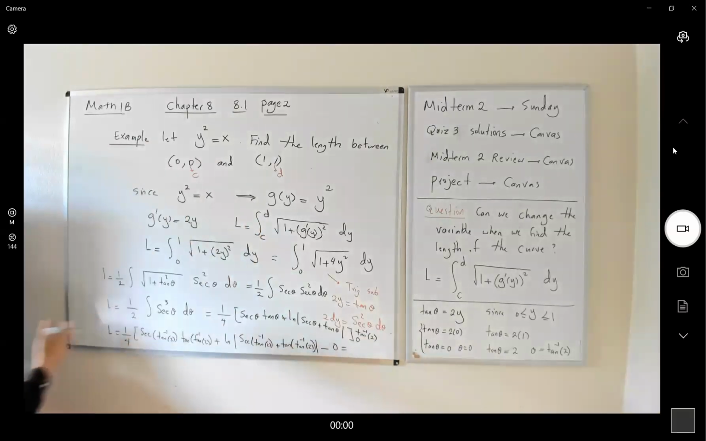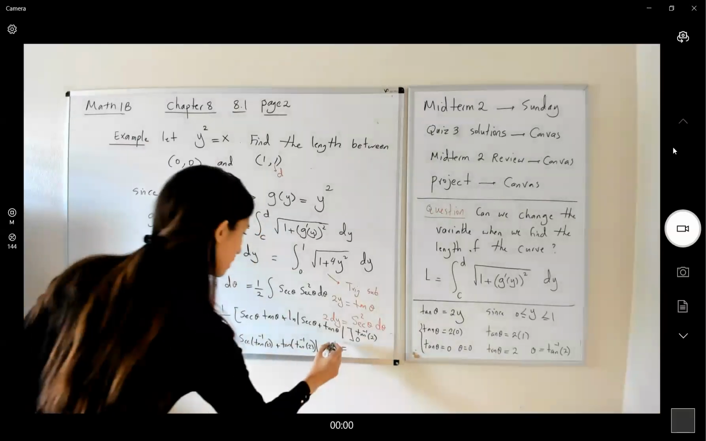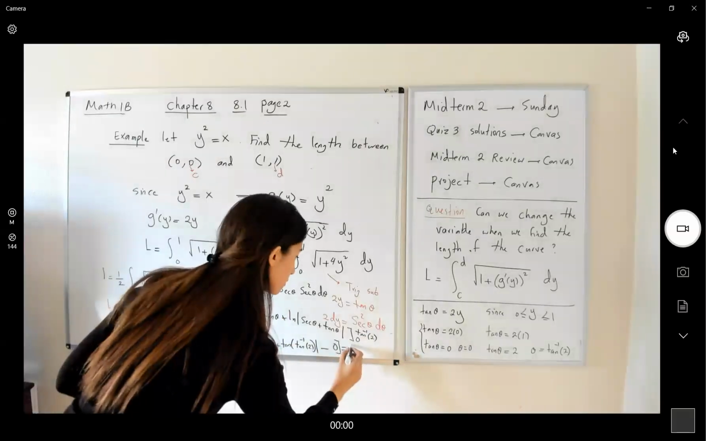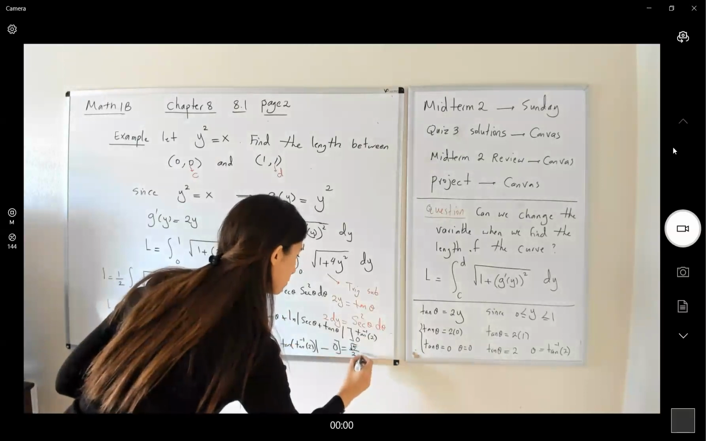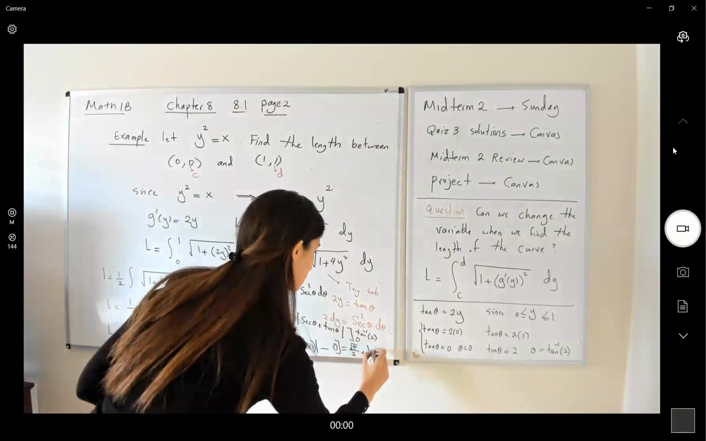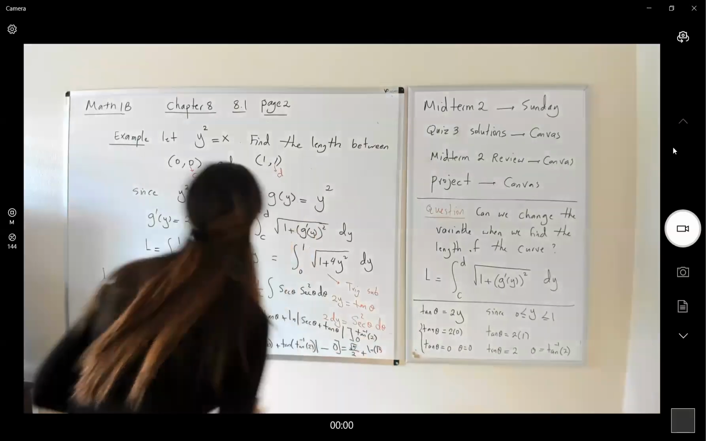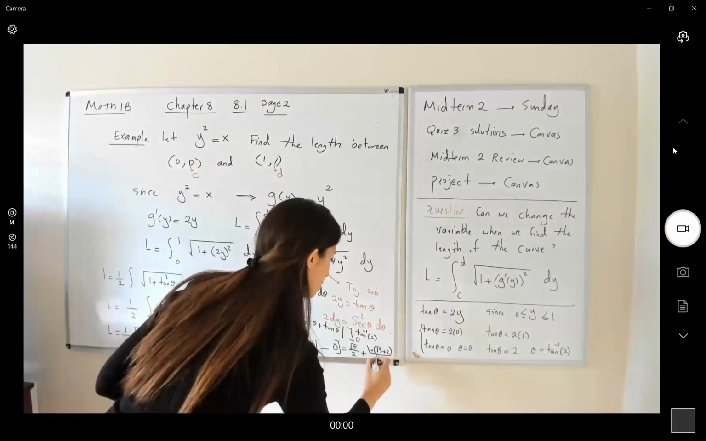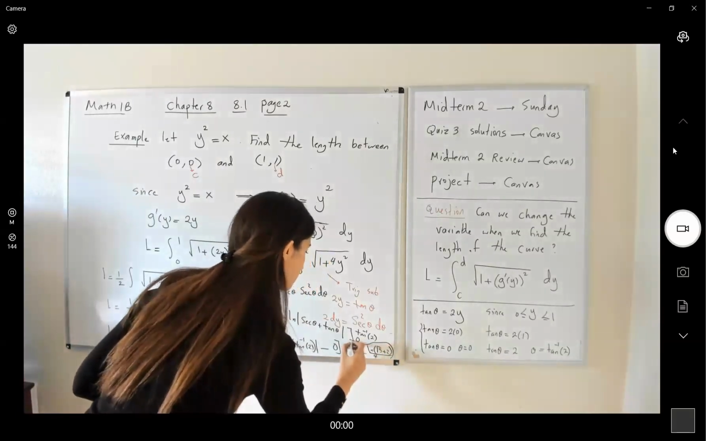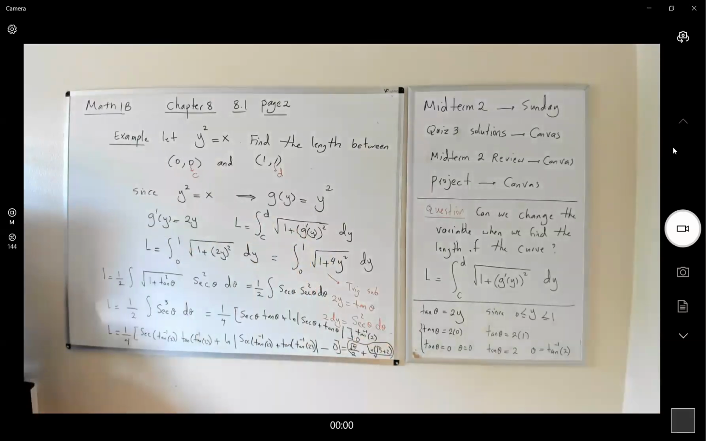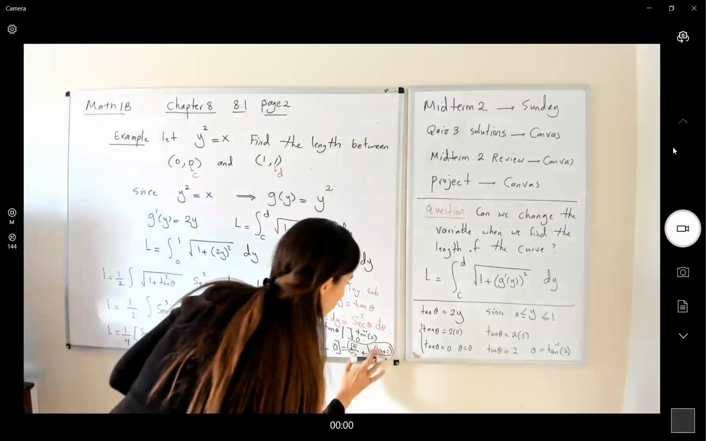So if you simplify this guy, you eventually get square root of 5 over 2 plus ln of square root of 5 plus 2 over. This is the length of our curve. And this is square root of 5.